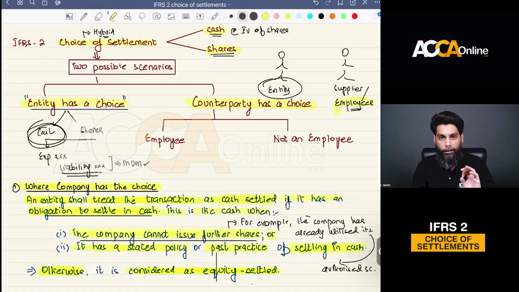Whenever you get a question in which you have a hybrid instrument issued and the entity has the option to decide whether to settle in cash or in the form of shares, first you look out for scenarios in which this transaction can be treated as a cash settled share based payment. You check whether there is any practical limitation, or how the entity has settled such types of transactions in the past. If you get any hint that a transaction was previously settled in cash, then treat this transaction as a cash settled share based payment, or otherwise treat it as an equity settled share based payment.